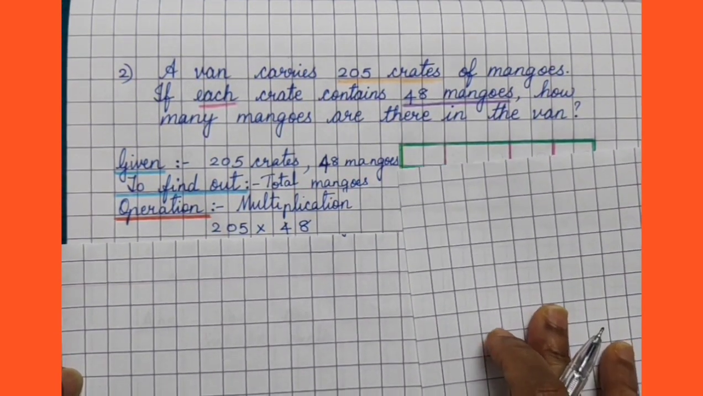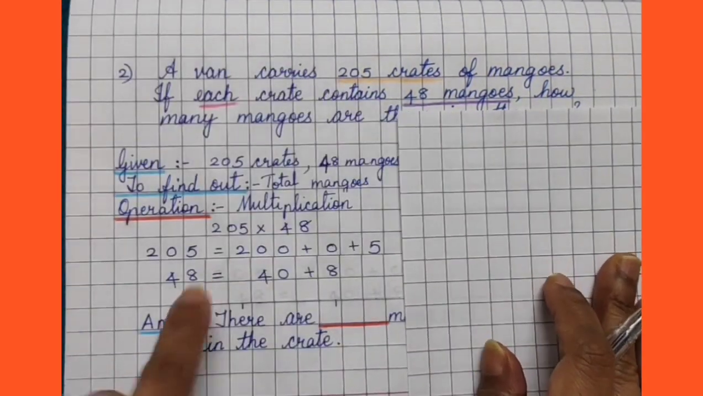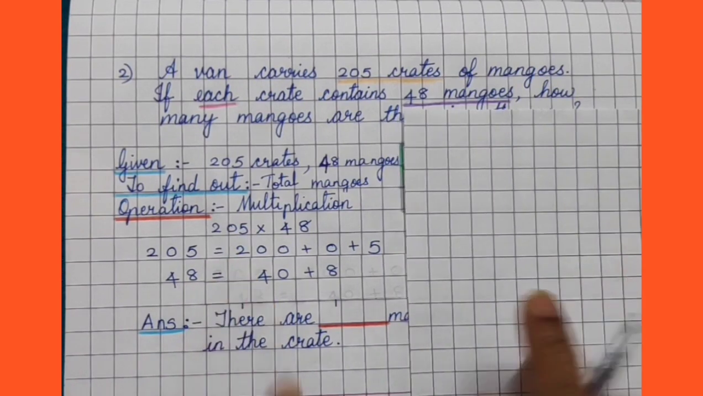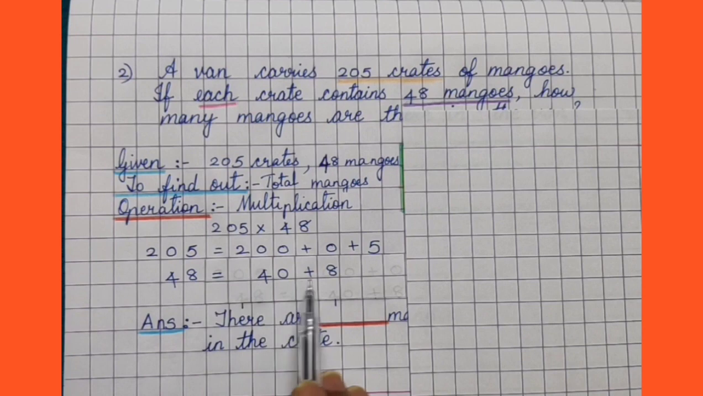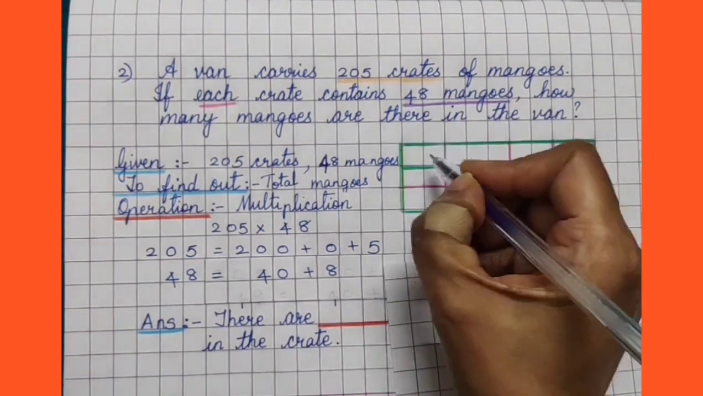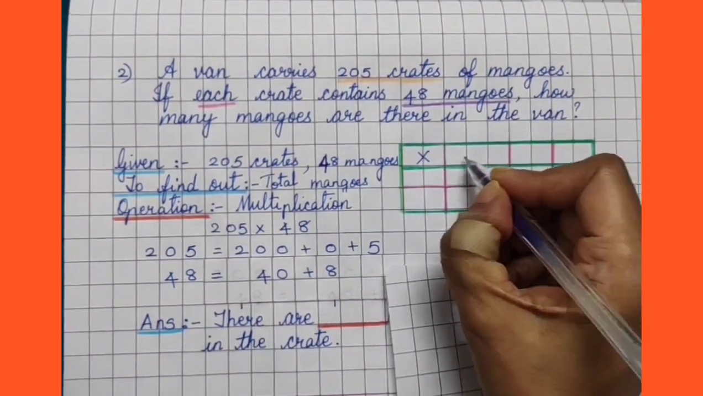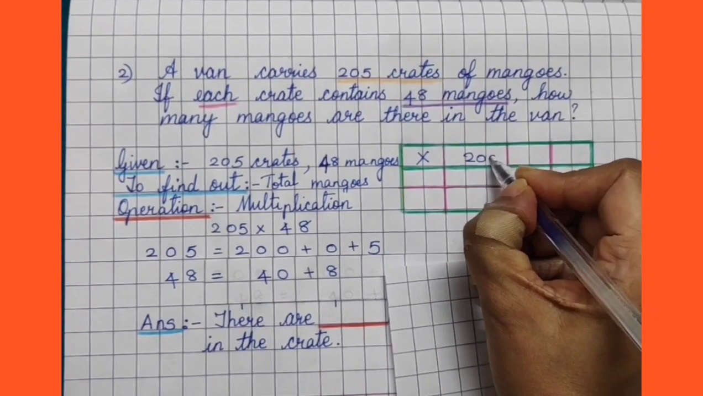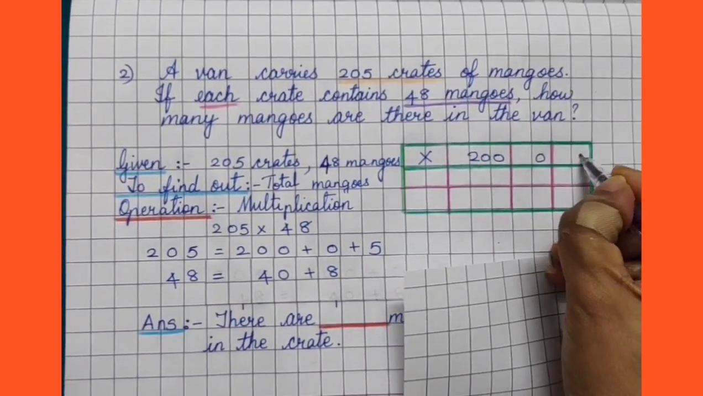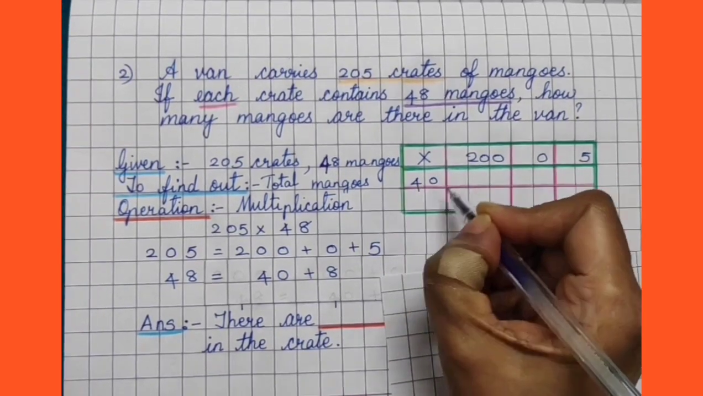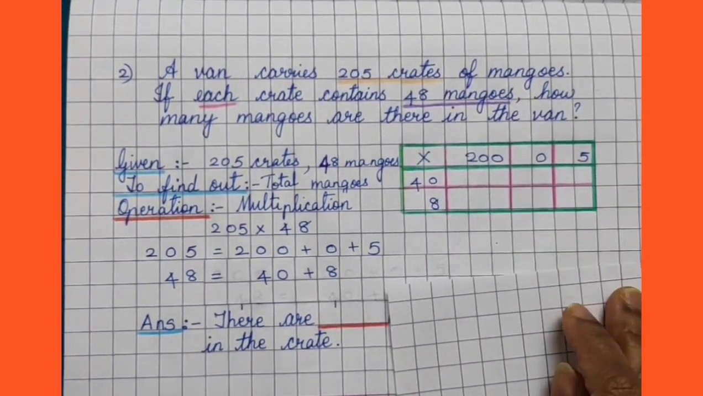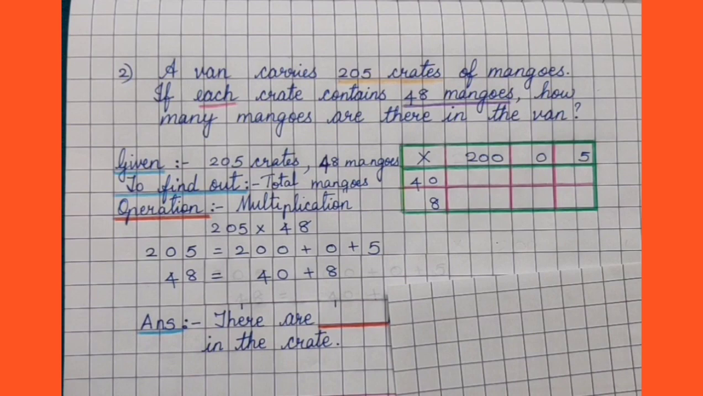So let's multiply using the lattice method. So 205 will be written as 200 plus 0 plus 5. 48 will be written as 40 plus 8. So let's arrange it. Multiplication sign. So 200 plus 0 plus 5 and 40 and 8. Now you will complete the multiplication.